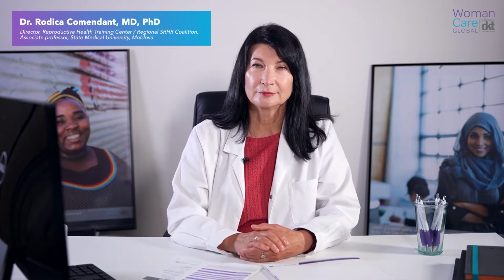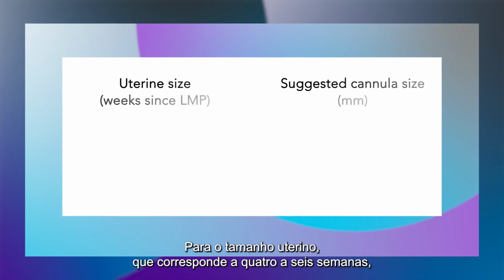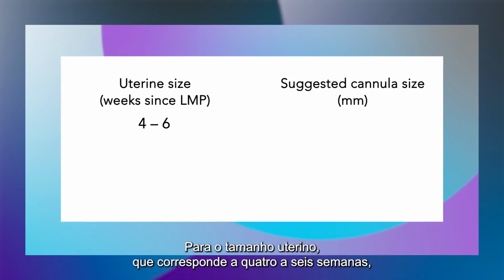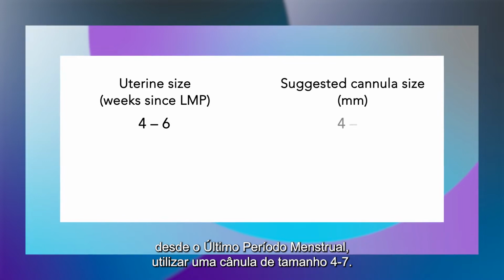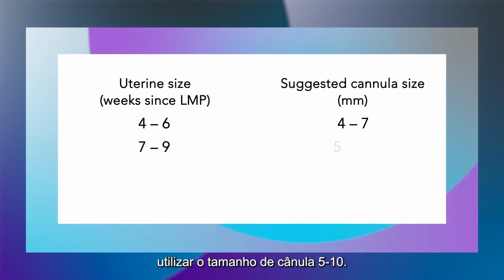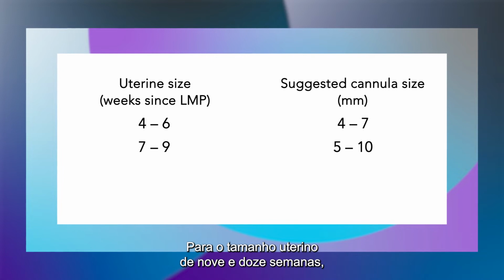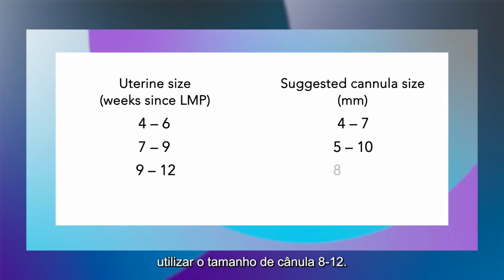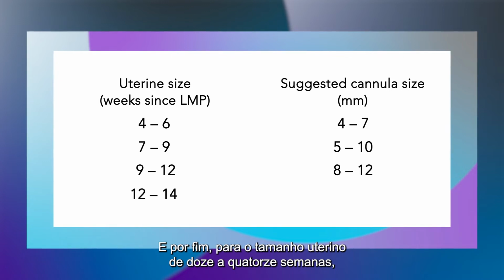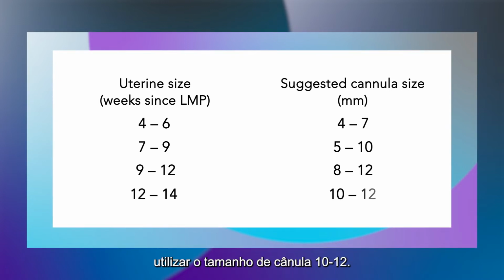For the uterine size which corresponds to 4 to 6 weeks since LMP, you can use cannula size 4 to 7. For the uterine size 7 to 9 weeks, you can use cannula size 5 to 10. For the uterine size 9 to 12 weeks, you can use cannula size 8 to 12. And for uterine size corresponding to 12 to 14 weeks, you can use cannula size 10 to 12.